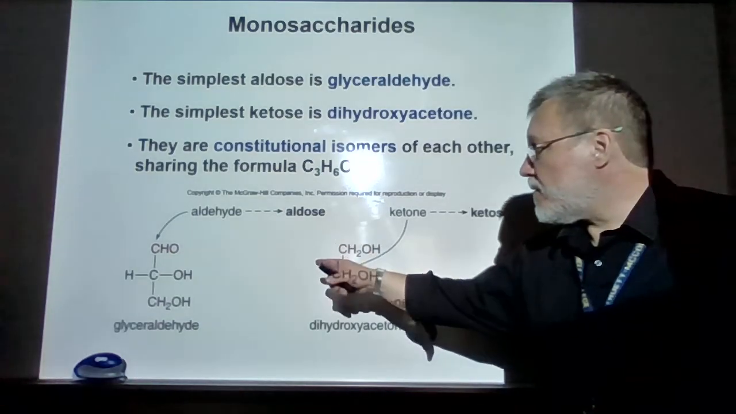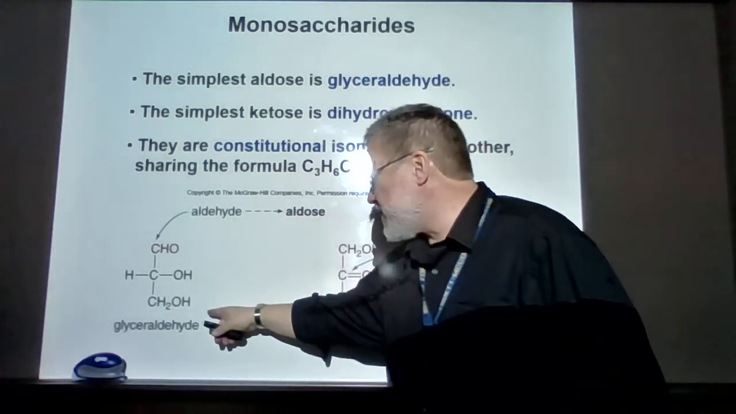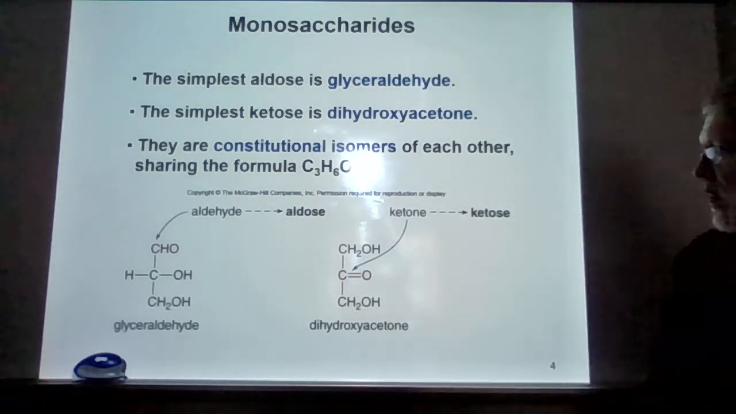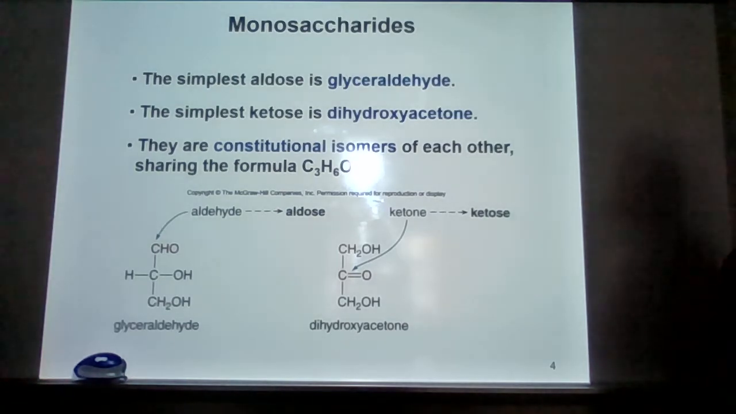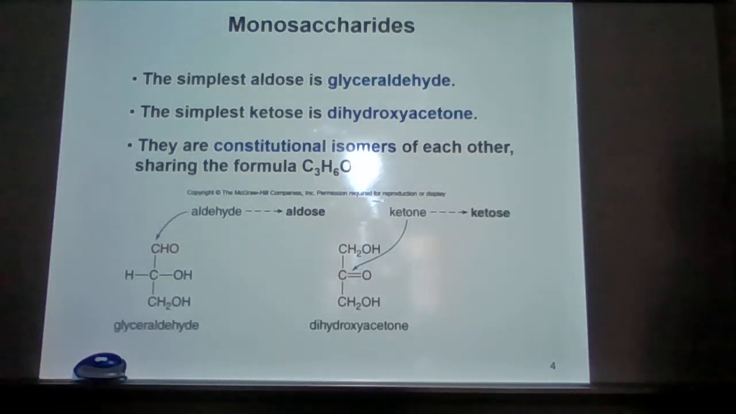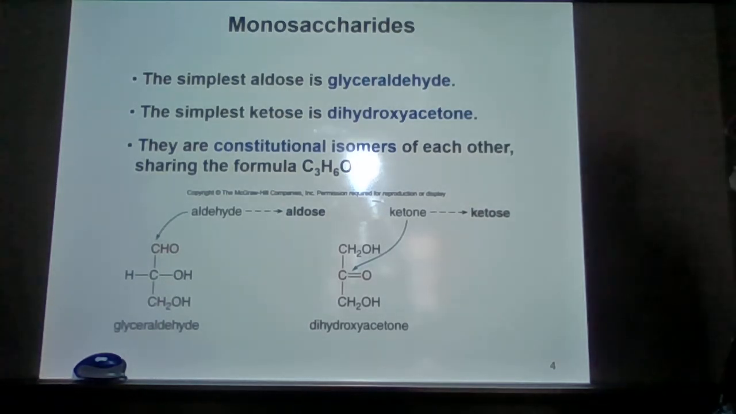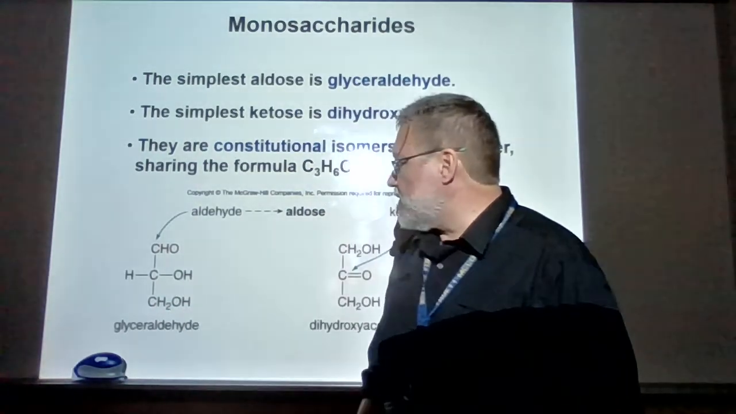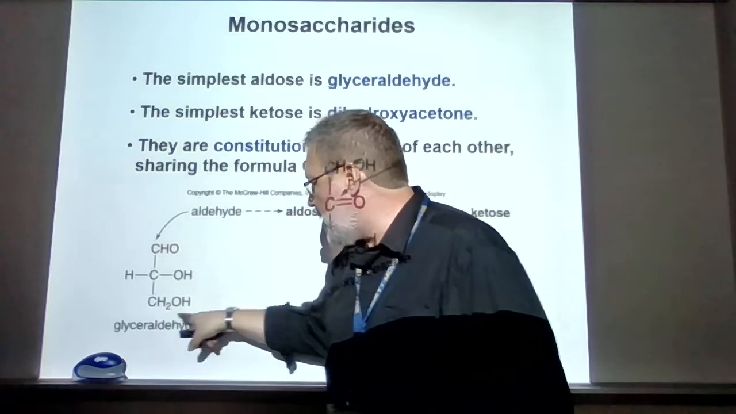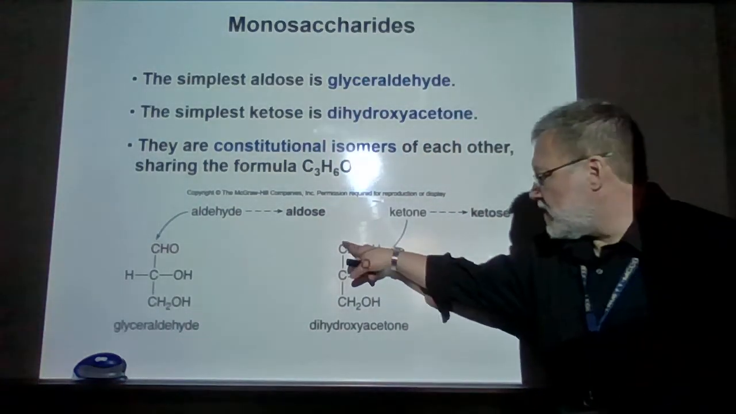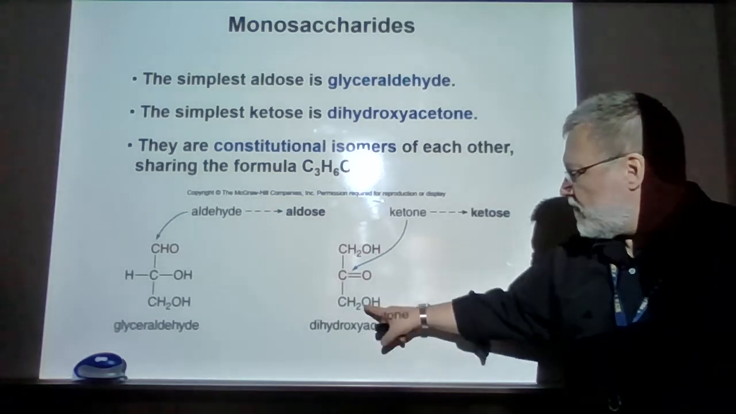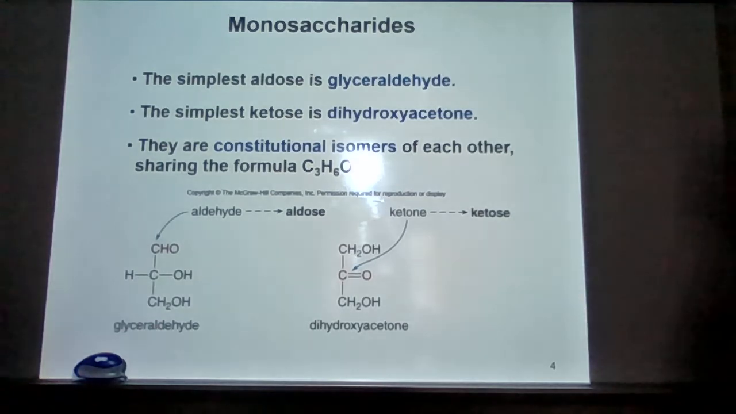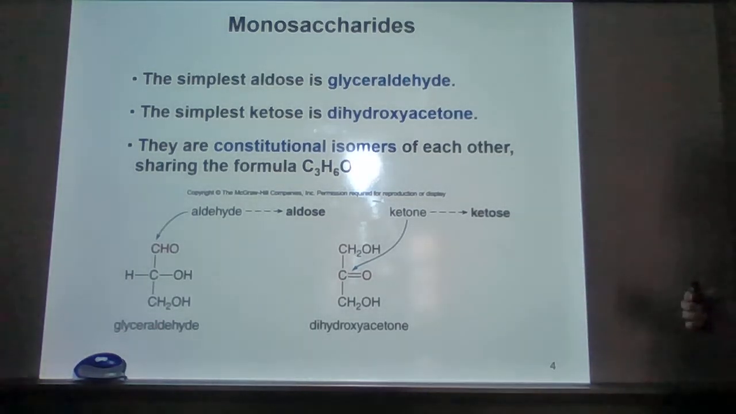So the simplest aldose is glyceraldehyde, 3 carbon. The simplest ketose is this 3 carbon system, dihydroxyacetone. Both of these are constitutional isomers of each other. They both have the formula C3H6O3. So 3 carbons, 3 oxygens, 6 hydrogens. Again, 3 carbons, 6 hydrogens, 3 oxygens. So both of these are constitutional isomers of one another.